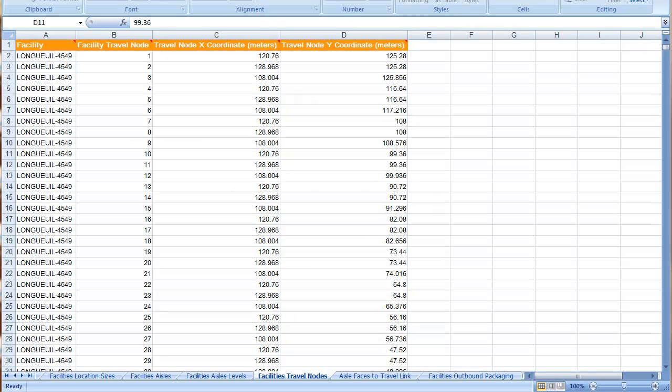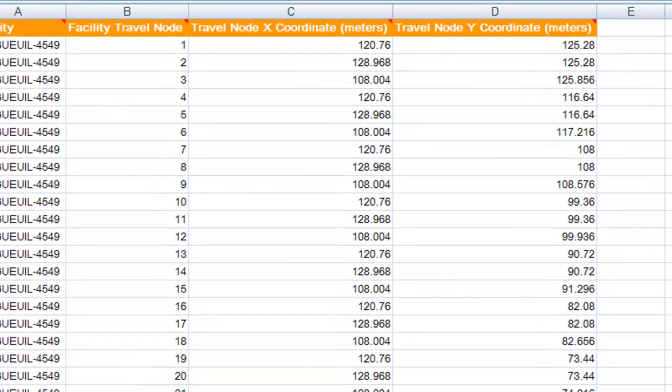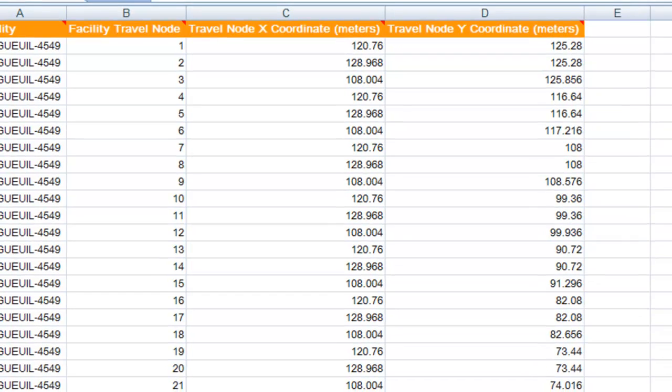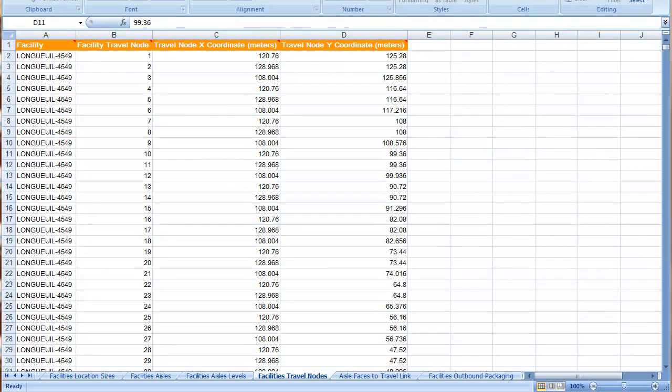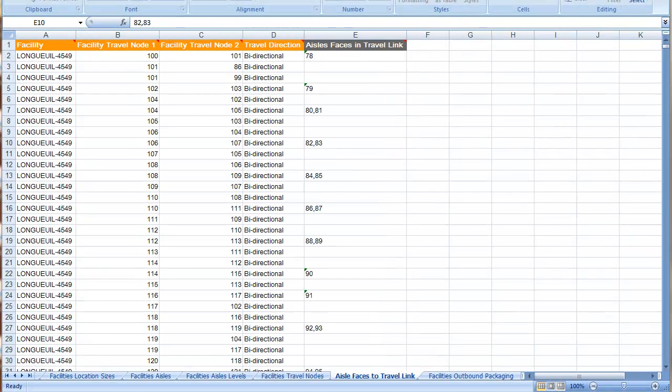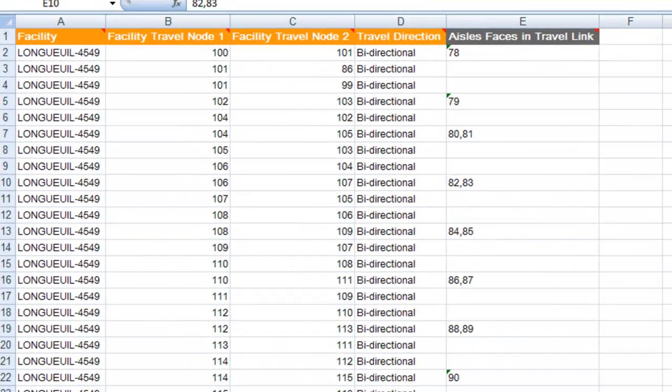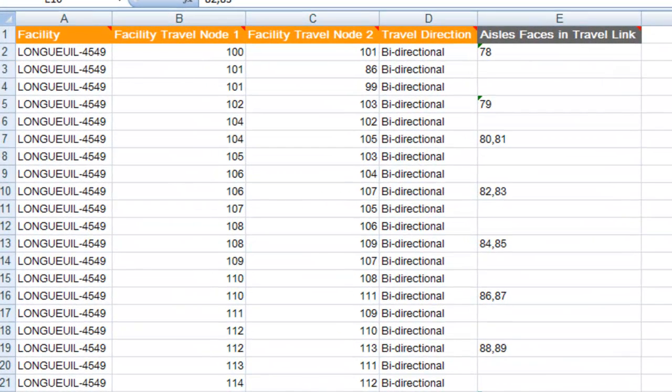Facility travel nodes represent the intersections of the possible travel paths in the facility. Travel node X and Y coordinates are the X and Y coordinates of the facility travel nodes in the facility. Facility travel node 1 and node 2 indicate the links between the facility travel nodes. Travel direction indicates whether the link is directional. UL faces in travel link associates a UL face or UL faces with a link.